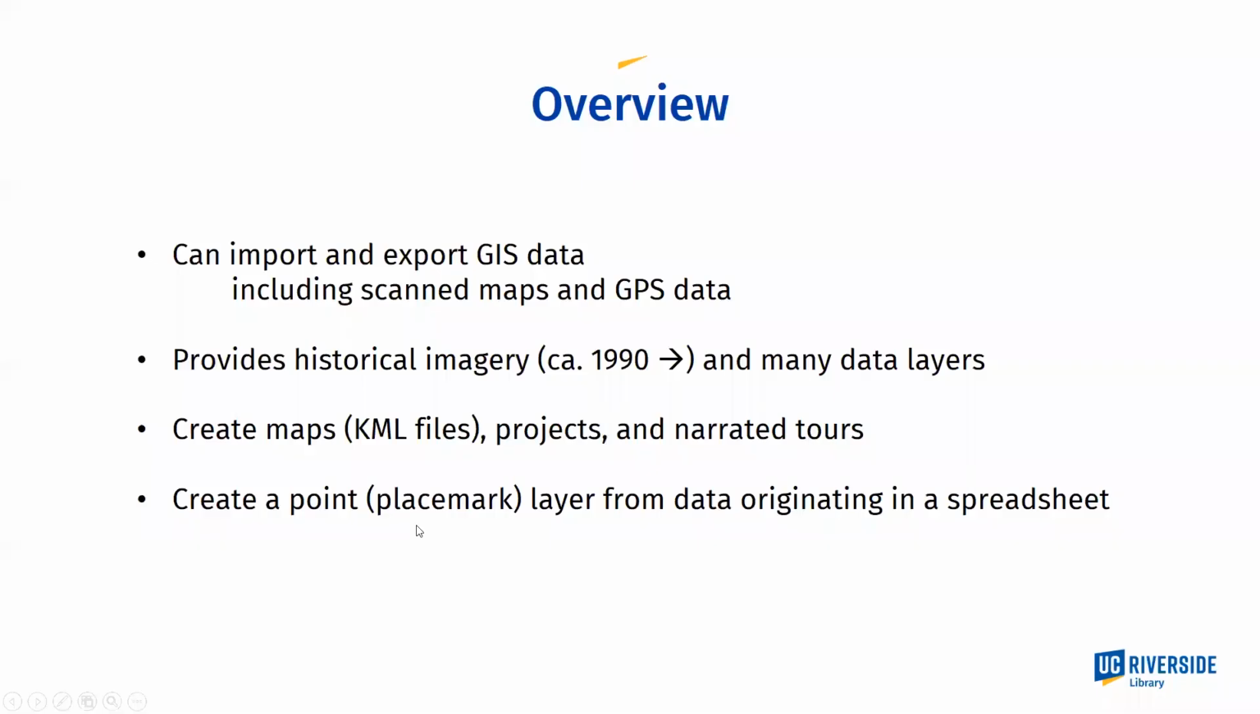is something that you install on your desktop. It's got a little more power behind it. It allows you to import and export GIS data. And some of the things that you can import include scanned maps and GPS data. It provides historical imagery, but unlike what we just saw with Google Earth Web, you can choose any of the available years or months and years and have that as your base map. So you don't have to just see it in like a tenth of a second. You can really dwell on whatever year that is available to you and take a look at that.